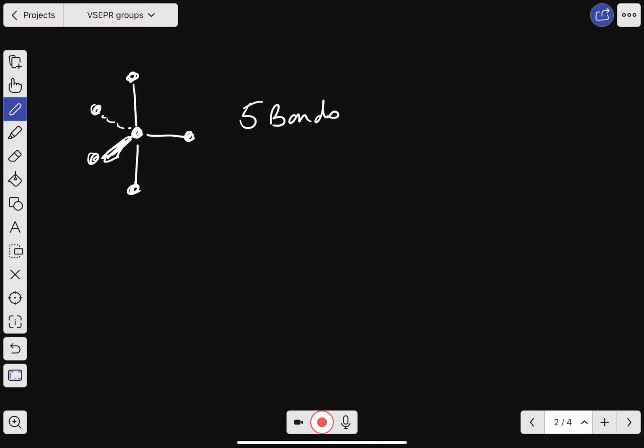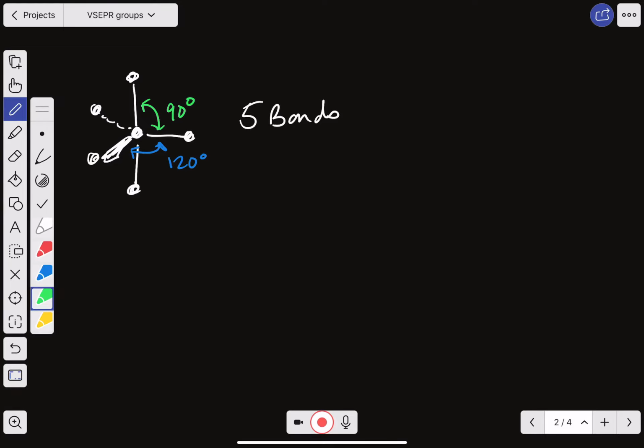Remember, this is the one where I have different bond angles. I'll use my pen. These have 120-degree bond angles. Then I'll use a different color up here. There are also these 90-degree bond angles. There's a video on which ones you take out. But essentially, I've got 4 bonds and a lone pair, and the lone pair wants more space.